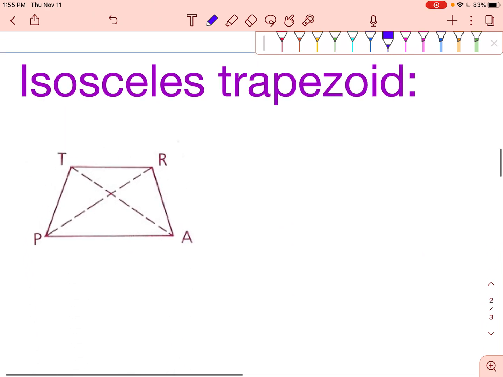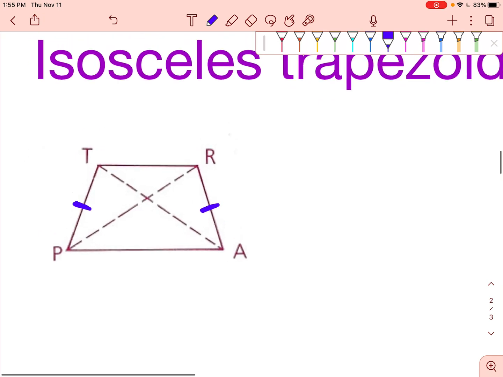And then the last one right here is the isosceles trapezoid. Okay, so the isosceles trapezoid, the legs are congruent. That's why it's isosceles. So there's 2 congruent legs. In this case, we have our TP is congruent to RA. The bases are parallel to each other. So the top and the bottom are going to be parallel to each other. On top of it, the lower base angles will be congruent to each other, and the upper base angles will be congruent to each other, okay? The diagonals will be congruent.